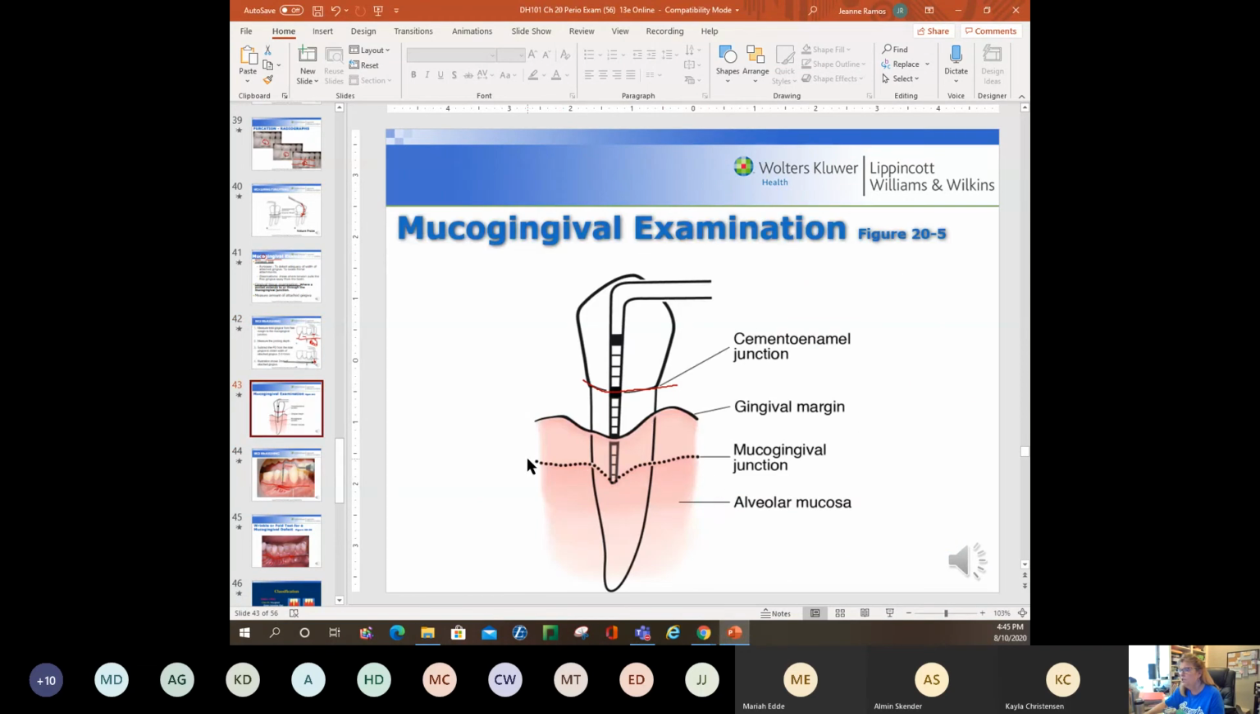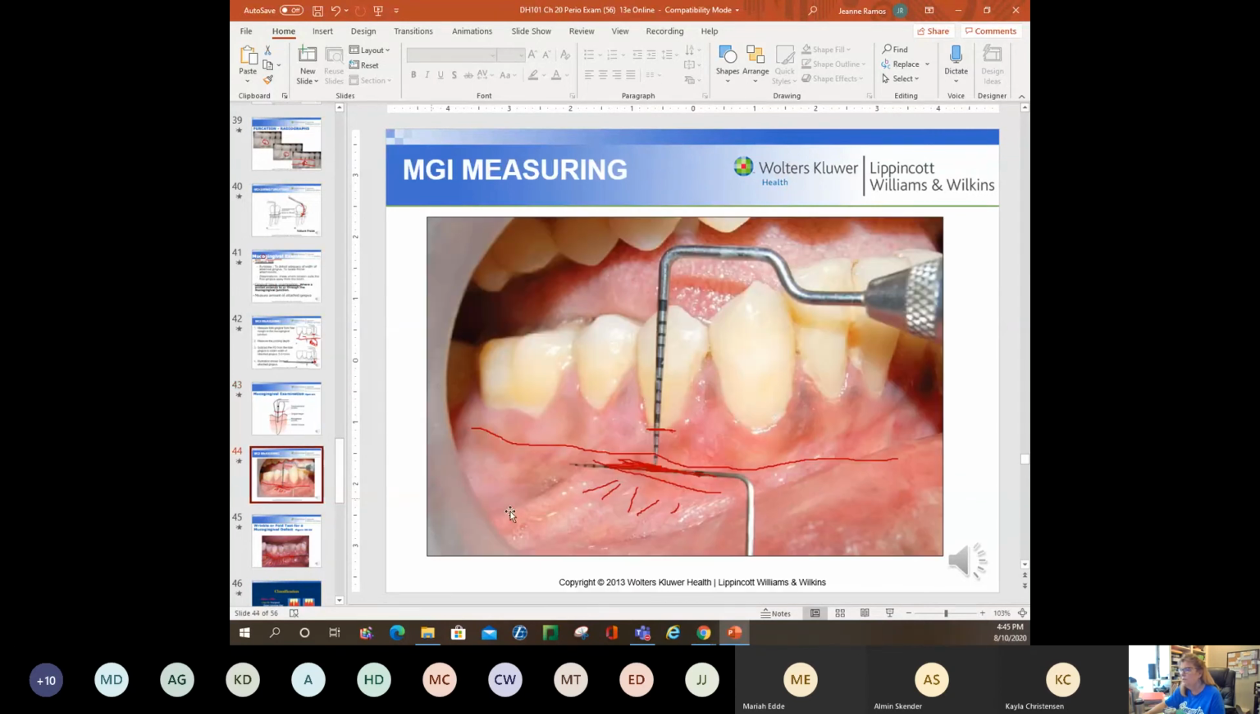Here's the mucogingival junction, and this is alveolar mucosa, which moves, and cemento-enamel junctions. So they're measuring, this person has a lot of recession where that gum tissue should be up here at the CEJ, but it's not. This is what it would look like in a mouth, but I've marked that up. I talk a lot with my hands and my marker, don't I?